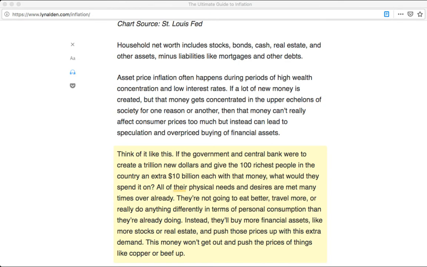All of their physical needs and desires are met many times over already. They're not going to eat better, travel more, or really do anything differently in terms of personal consumption than they're already doing. Instead, they'll buy more financial assets, like more stocks or real estate, and push those prices up with this extra demand. This money won't get out and push the prices of things like copper or beef up.